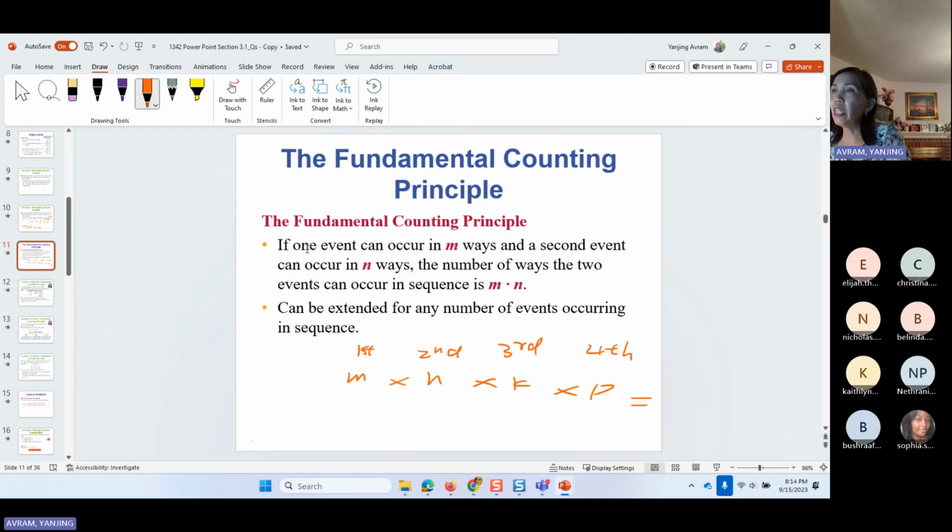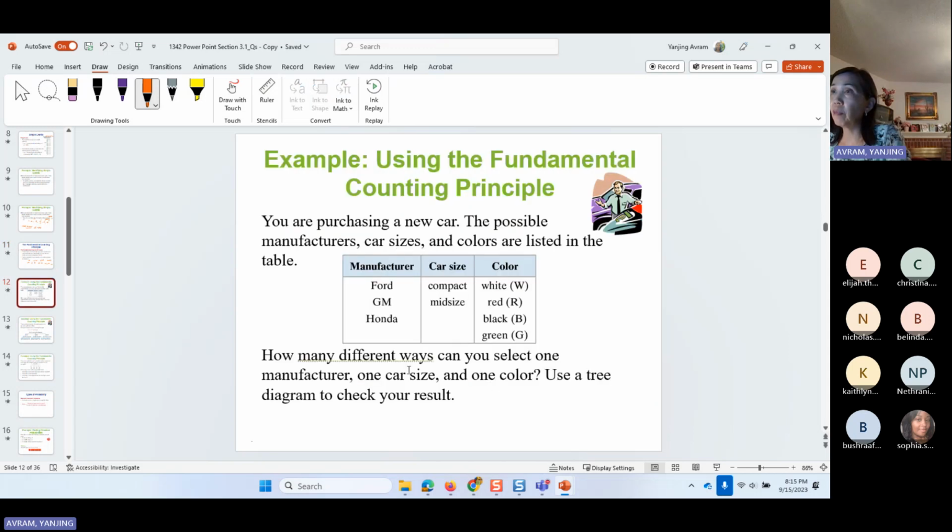If the first event occurs in M ways and the second event occurs in N ways, then the number of ways that the two events can occur in sequence is M times N. This is not only just M times N. If you have a third event or a fourth event, you can keep multiplying all of them together. That is called the fundamental counting principle.